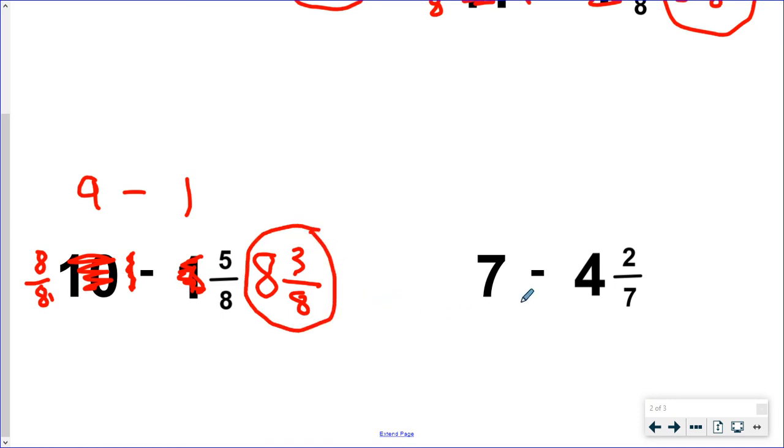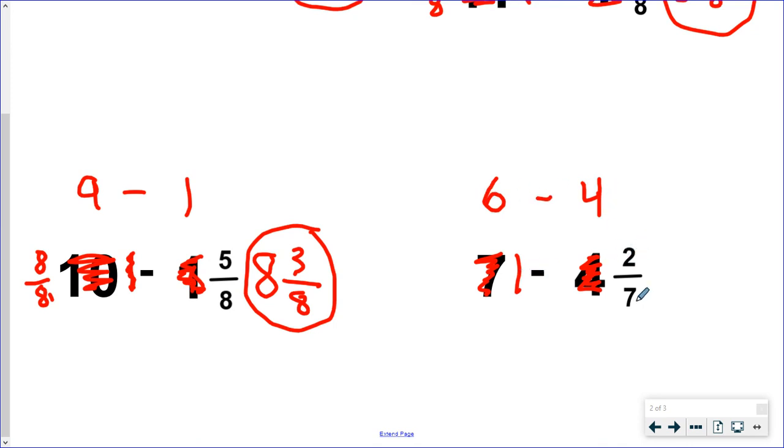Okay, our last example here, same idea. I'm going to take 7. I'm going to subtract 4 2/7. So again, I'm just going to move that 4 up, just get it out of my way for right now so it doesn't confuse me too much. Now I'm going to borrow 1 from the 7, and then I'm going to bring 6 up top. And ultimately, I'm going to subtract those 2 numbers later.